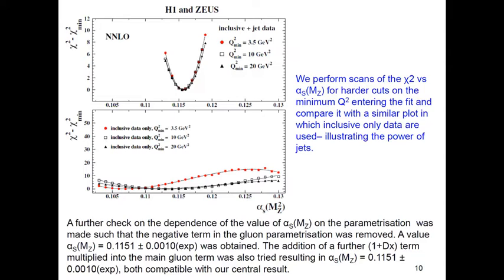Another thing that's mentioned on the bottom of the slide is that we chose a particular parameterization of the gluon with a negative term in it. And we've also tried removing that term and adding extra terms to the gluon to see how sensitive it is to that description. And as you can see from the values given there at the bottom, it's barely sensitive at all. It's a change from 1156 to 1151 in alpha S.